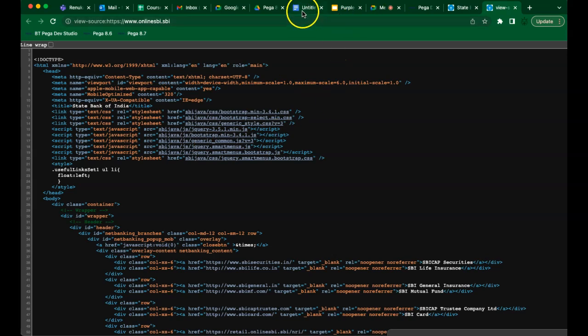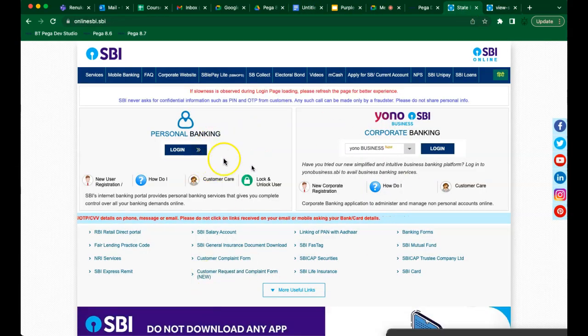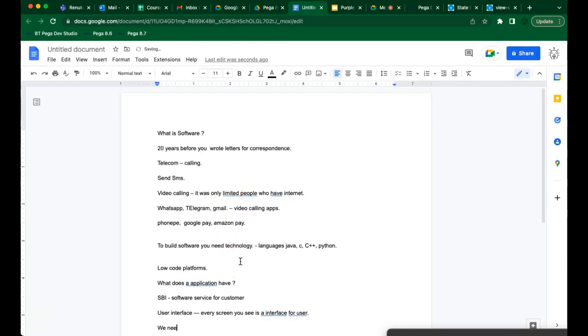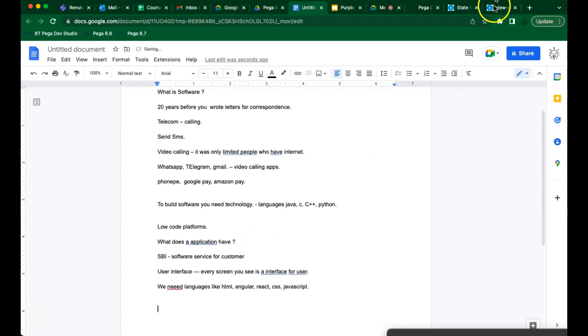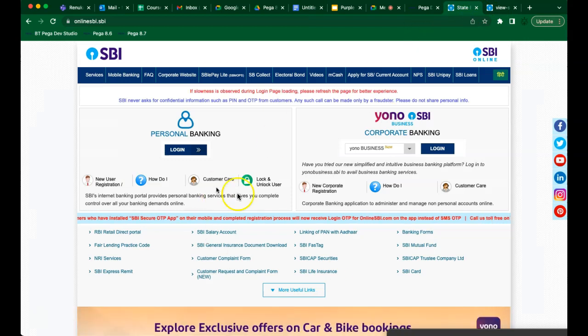So we understand whatever we see here, for example, SBI's website, this is a user interface a user is seeing. To build that, we need technologies, or languages. We need languages like HTML, Angular, React, CSS, and JavaScript. Just to build a user interface like that, you need all these languages. Someone needs to know all these languages. Perfect. So now we understand this is a user interface.